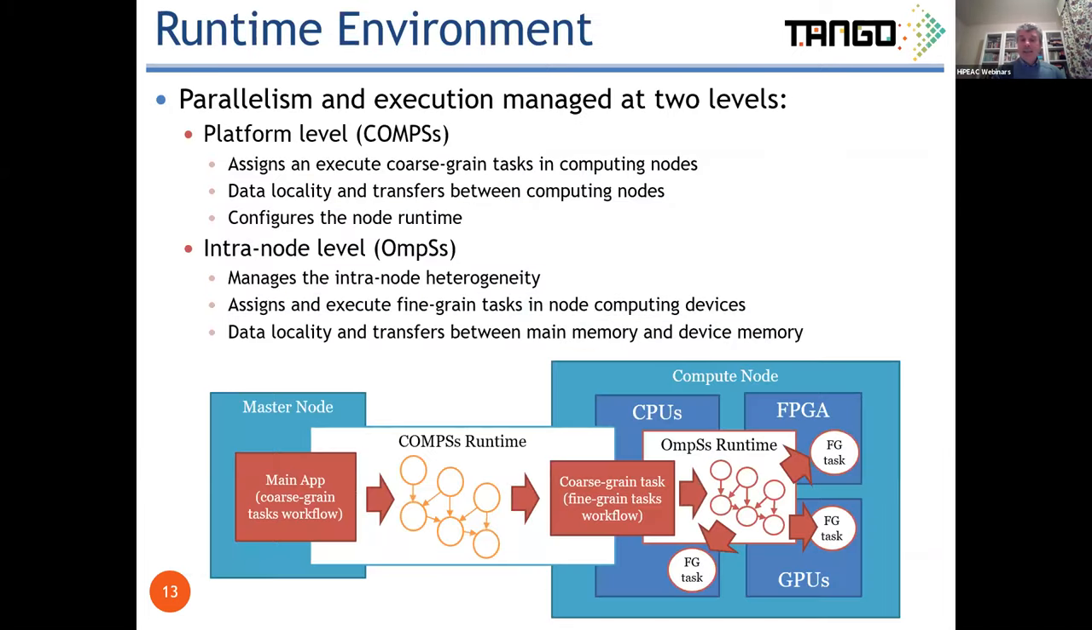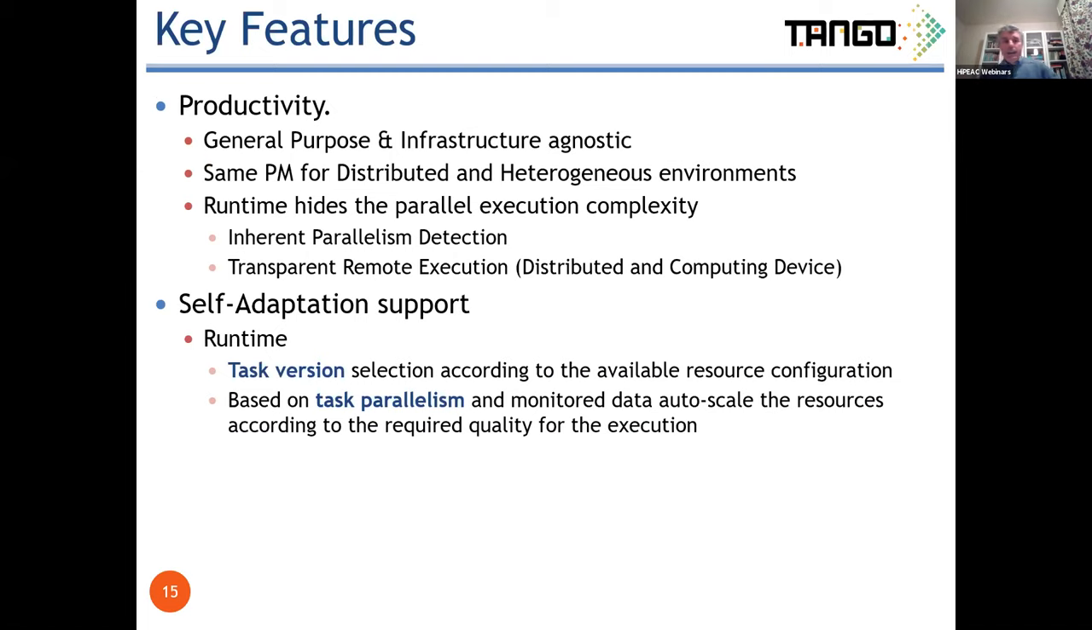So this concept again of task version, task is certainly very important. Think about the workflow, think about tasks, think about the parallelism you can capture through the task partitioning, leave to COMPSs the possibility to assign and execute coarse grain tasks in your computing nodes, and leave to OmpSs the management of the intranode level where you manage the intranode heterogeneity itself. All right, so this is certainly something that has been there and it's still there.